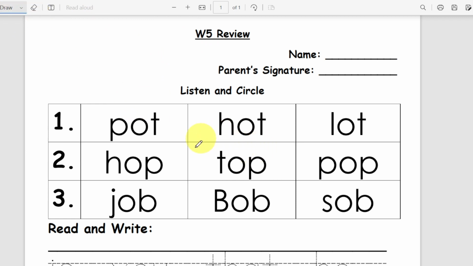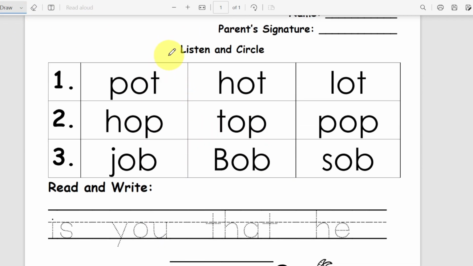Okay, let's go. So, we have to listen and circle, but first we are going to sound out all of the words. They're all CVCs. So we'll sound out all of the CVCs. Okay, first one. P-O-T. Pot. Next one. H-O-T. Hot. All right, say it with me, guys. Next one. L-O-T. Lot. Yes. Number two.